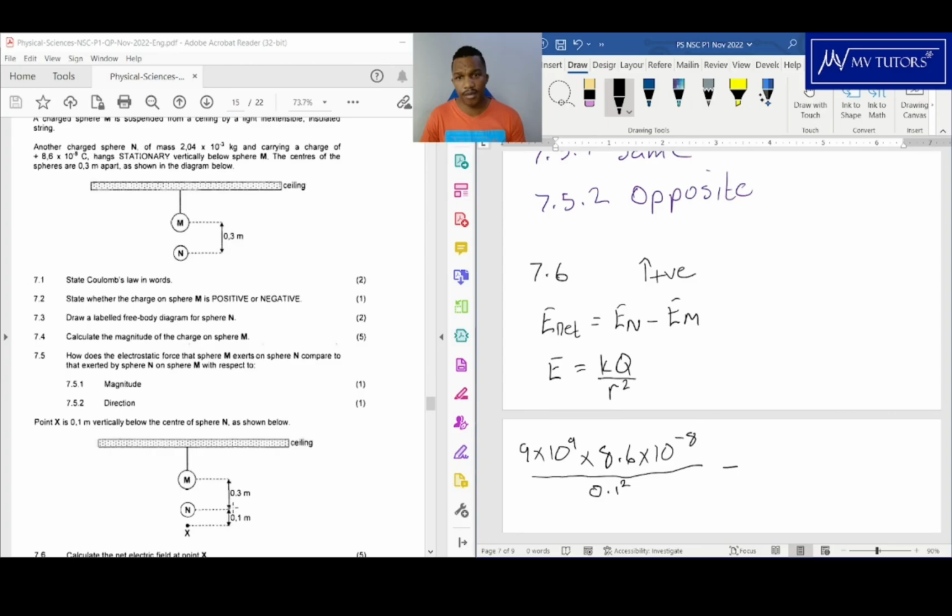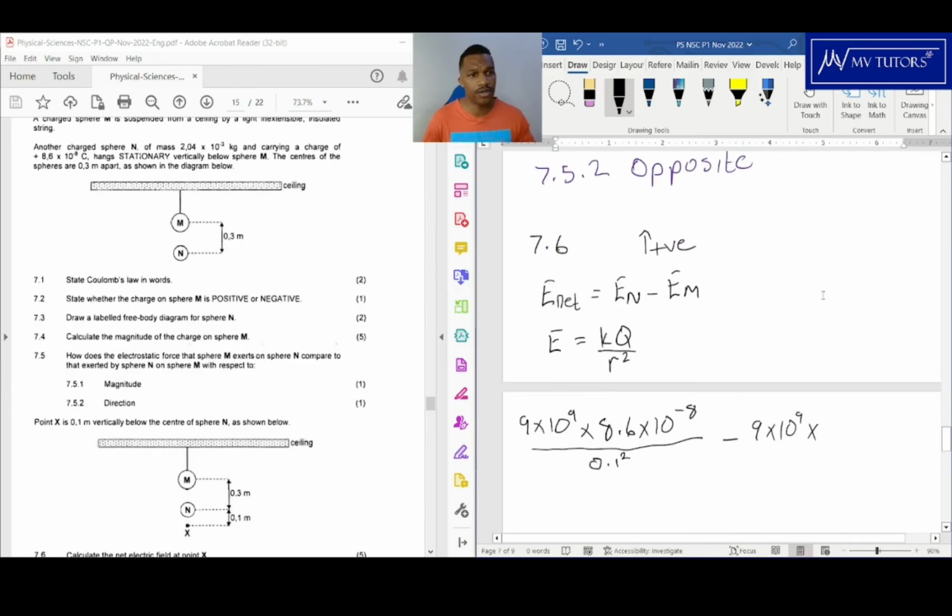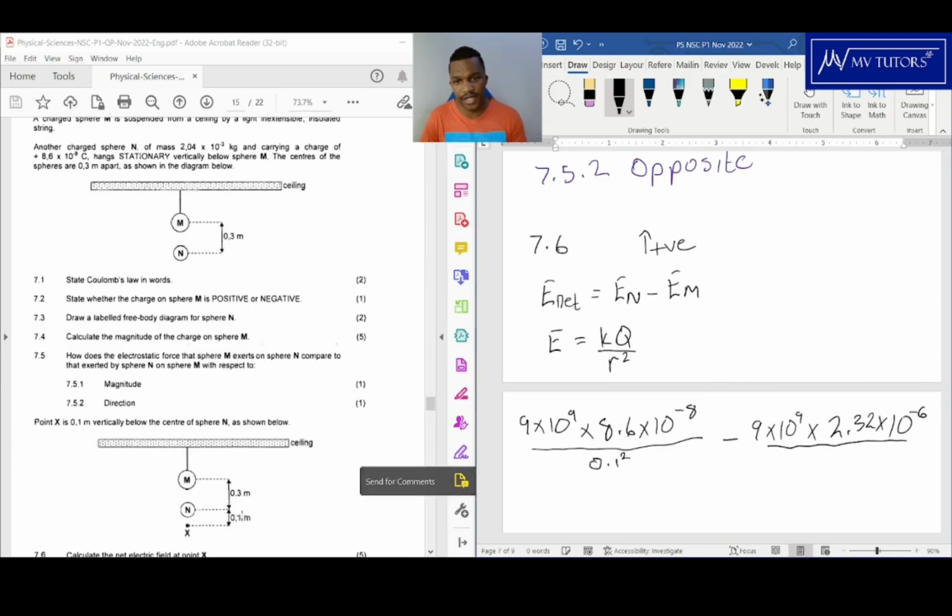So we're going to subtract EM. M is going down, so it's negative, so we're just going to go 9 times 10 to the power 9 times the charge we calculated, 2.32 times 10 to the power negative 6. It's all divided by the distance, which is 0.1 plus 0.3, which is 0.4. So 0.4 meters away from X to M.